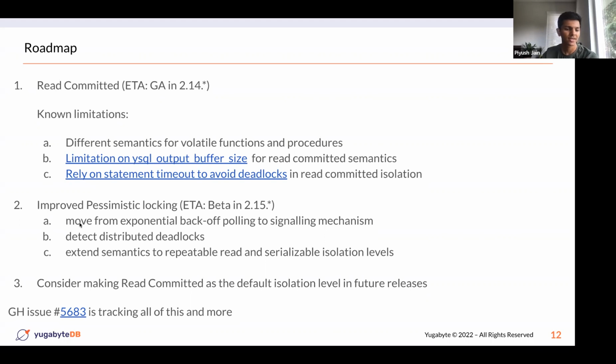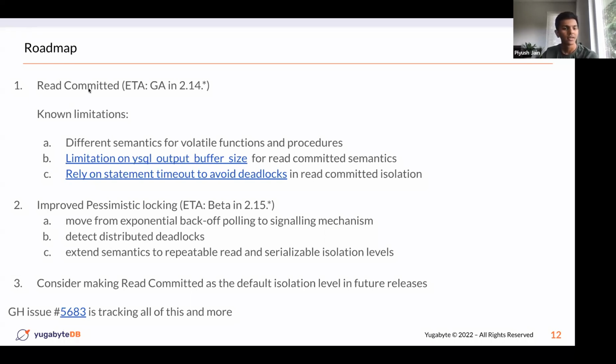And the next thing is we are going to detect distributed deadlocks, right? So if you have multiple transactions waiting on each other, there can be deadlocks. We don't want that. We want to detect them and abort some transaction to make progress. Postgres also does deadlock detection, right, to handle this. So this is going to come with the improved version.